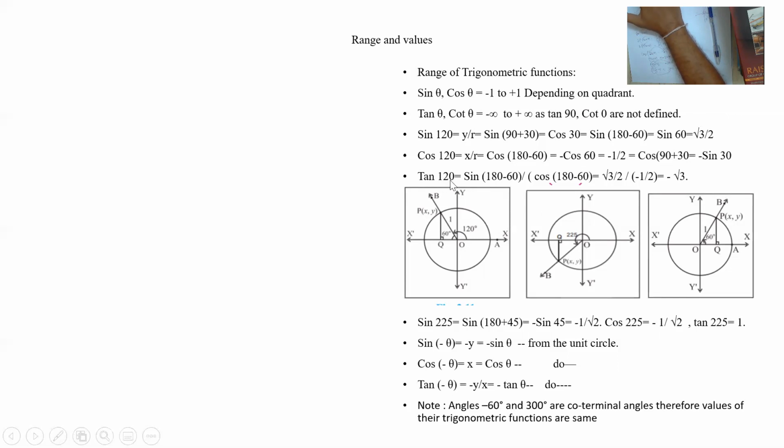Tan 120 can be written as tan 180 minus 60. Tan is negative in this quadrant, so minus tan 60, minus root 3. Okay. Now let us see 225. What is sin 225? This is in the third quadrant, so I can write 180 plus 45. So minus sin 45, minus 1 by root 2. What is cos 225? It is also minus 1 by root 2. Tan 225 is 1, because minus by minus is plus.